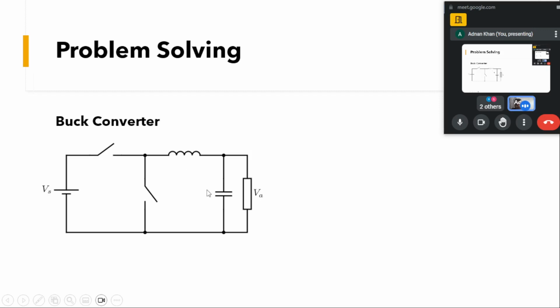Then this is an inductor, this is a capacitor, and this is the output voltage represented by Vout. We have an input voltage Vs. So during the DTs operation, from 0 to DTs, when this switch is on, across this inductor we have Vs minus Vout.